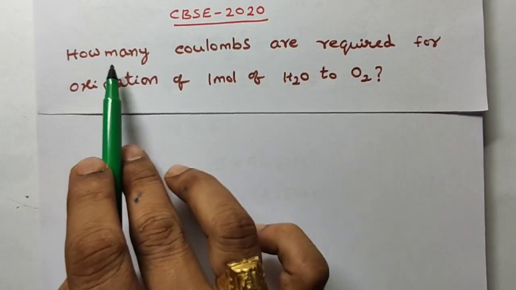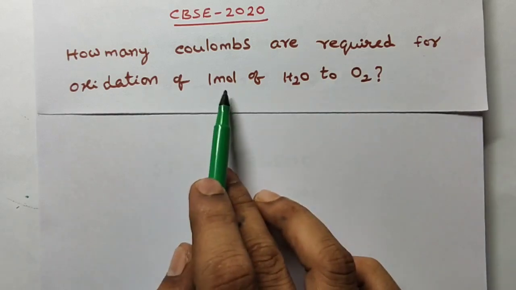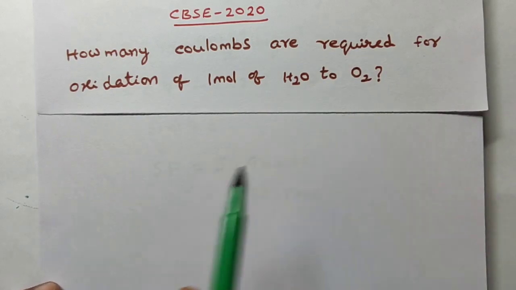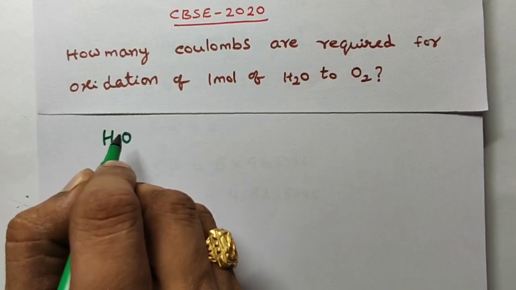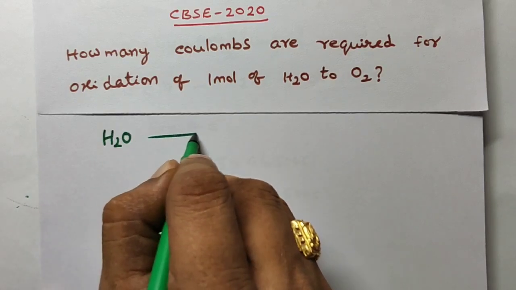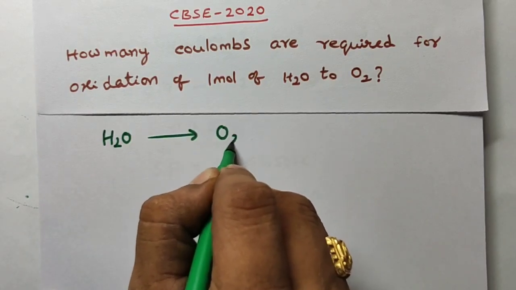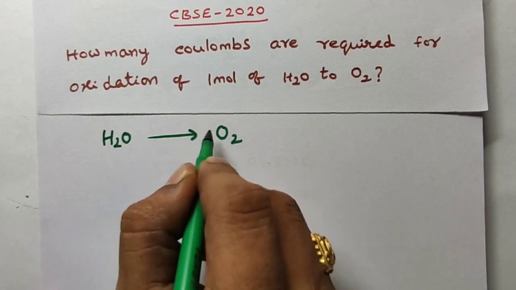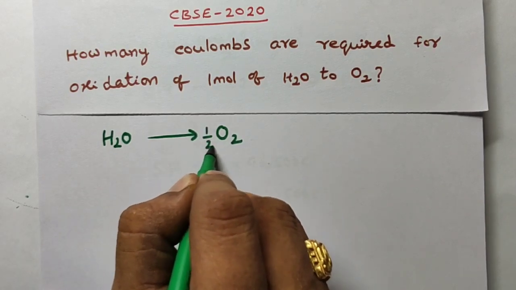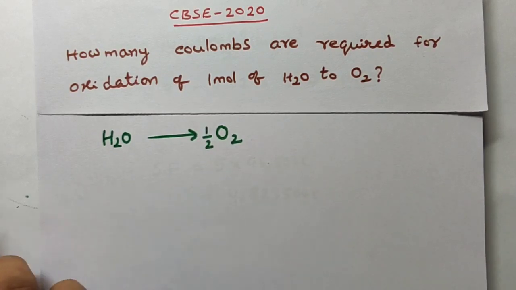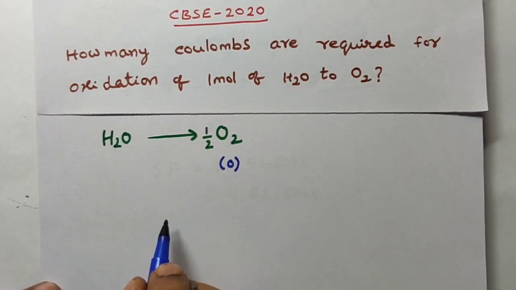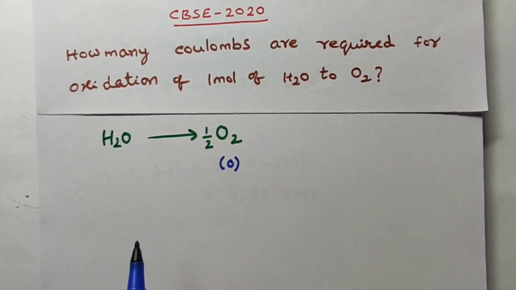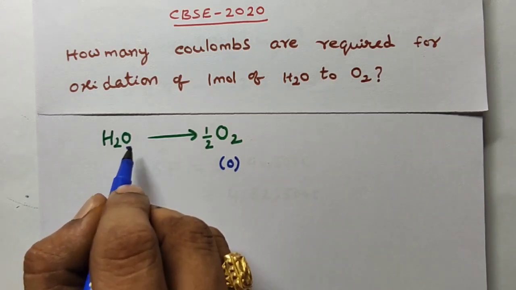CBSE 2020, how many coulombs are required for oxidation of 1 mole of H2O to O2? Let us write H2O here. H2O is converted into O2. Here how many oxygens are there? 1 oxygen, that's why you can write half O2. We know that for any element, oxidation number equal to 0. Here the oxygen element oxidation number is 0. And what about this oxygen?